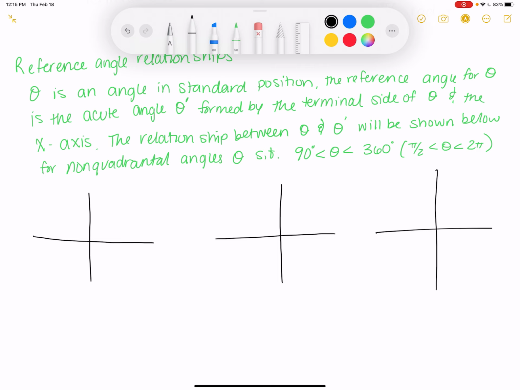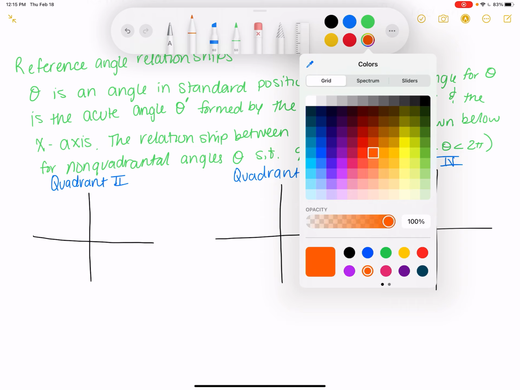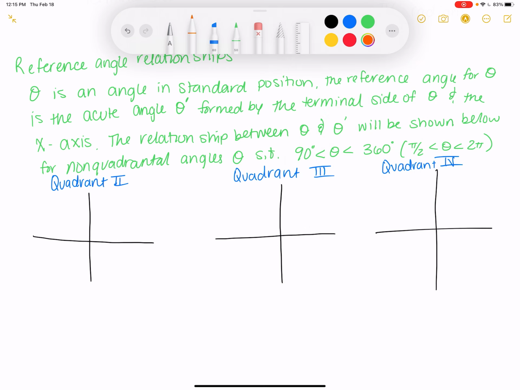Okay, so let's see. This is going to be quadrant 2, quadrant 3, and quadrant 4. And so we are going to have, I'm going to go ahead and just draw in each of these little angles here. Oh, I already had orange. So I'm going to draw them in.